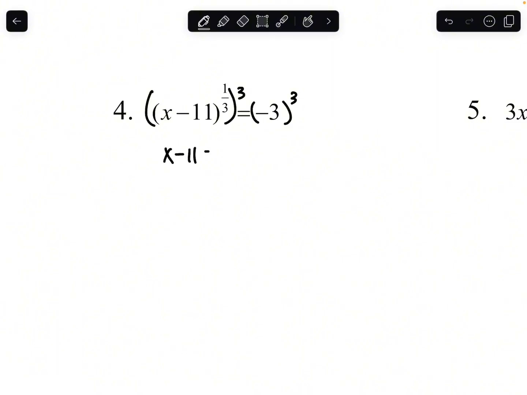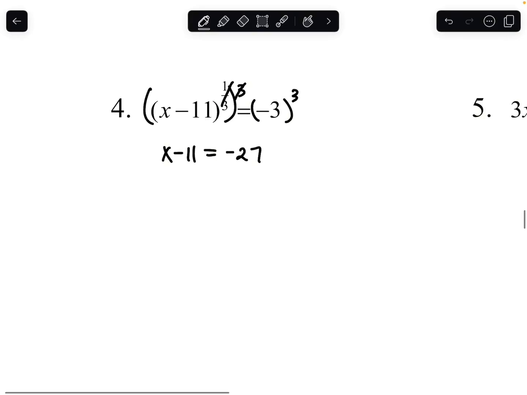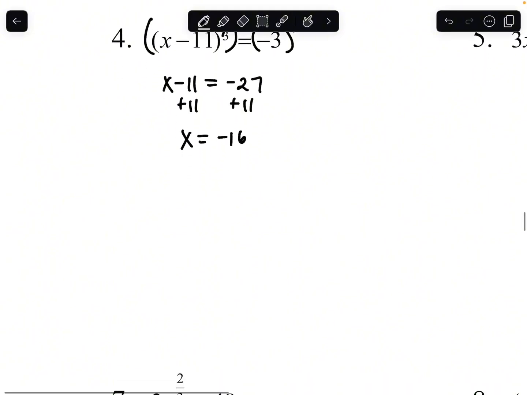And so x - 11 = -27. We just undid a cube root by cubing. And then we can add 11. And so x = -16.